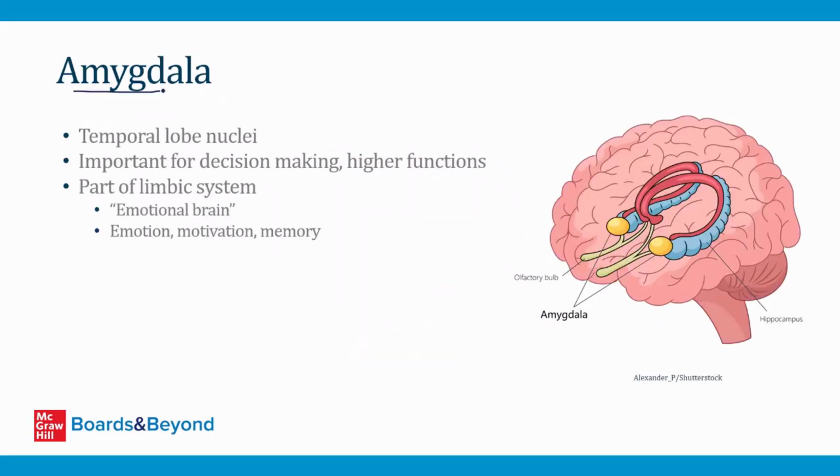The amygdala is also found in the temporal lobe. It's a collection of nuclei found in the temporal lobe. It's very important for decision-making and higher brain functions. It's part of the limbic system, which is sometimes called the emotional brain.